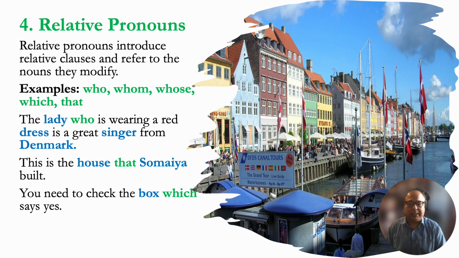But let's say that the person you're speaking to does not know which lady, because maybe there are more than 1, 5, 10, 15 ladies, but there's one that is wearing a red dress. And that is why we use the relative pronoun who. The lady who's wearing a red dress is a great singer from Denmark.